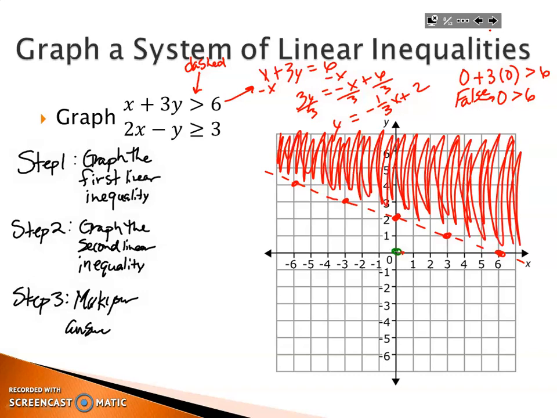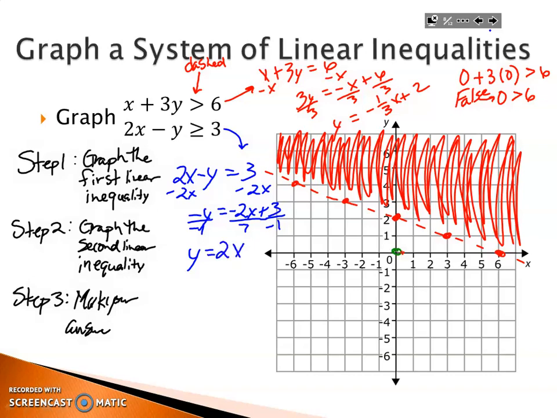Okay? So, good. We completed step 1. We graphed the first linear inequality. Now, we're going to graph the second one. 2x minus y equals 3. Subtract 2x on both sides. Negative y equals negative 2x plus 3. Divide by negative 1. Y equals negative 2 divided by negative 1 gives me a positive 2x. 3 divided by negative 1 gives me a negative 3. So y-intercept is at negative 3.